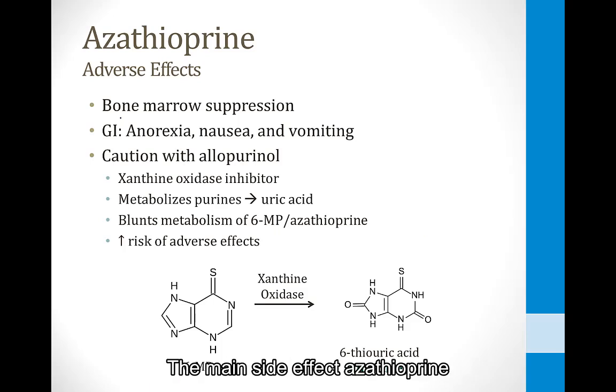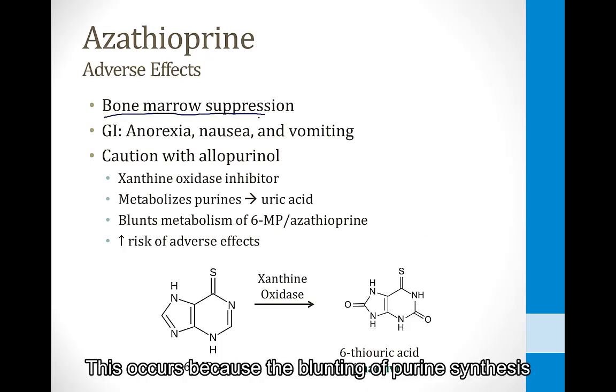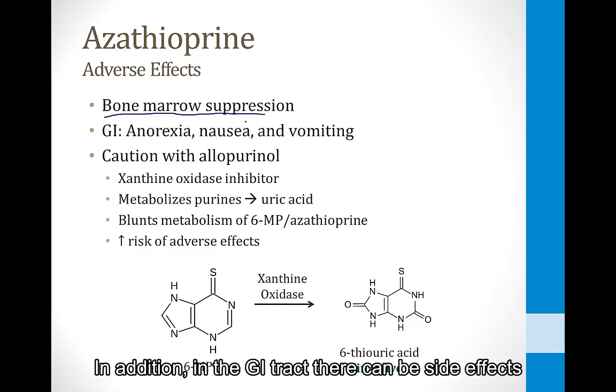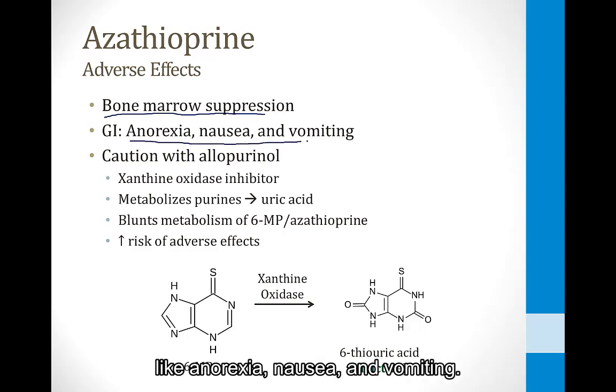The main side effect of azathioprine is bone marrow suppression. This occurs because the blunting of purine synthesis leads to not enough nucleotides around for bone marrow cells. In addition, in the GI tract, there can be side effects like anorexia, nausea, and vomiting.